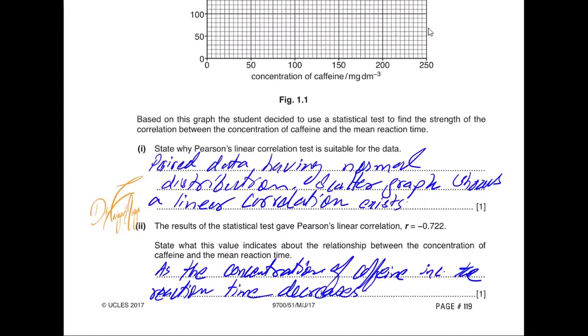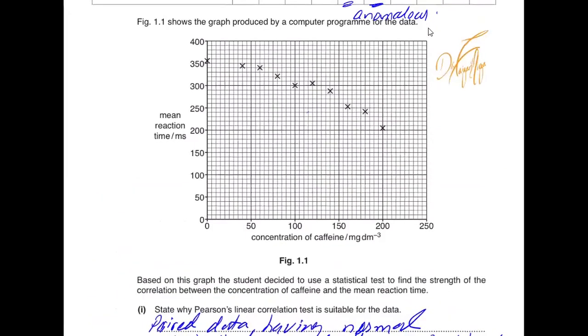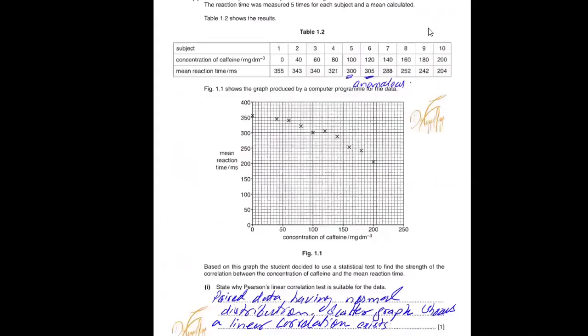Furthermore, they say the result of the statistical test gives the Pearson linear correlation r equal to minus 0.722. State what this value indicates. What do you mean by negative correlation? It means that as the concentration of caffeine increases, the reaction time keeps decreasing. So this individual has a high reaction time and had a low concentration of caffeine. The person who took the highest concentration of caffeine had a very low reaction time. So increasing the concentration decreases the reaction time.